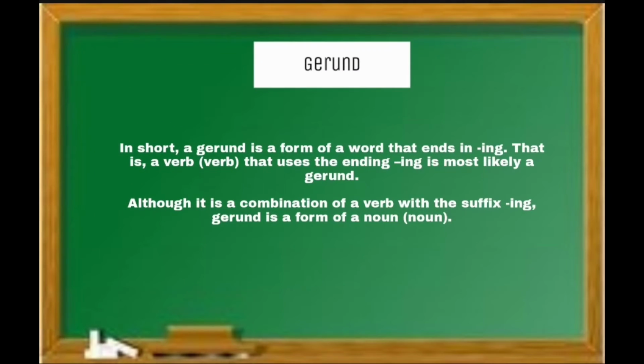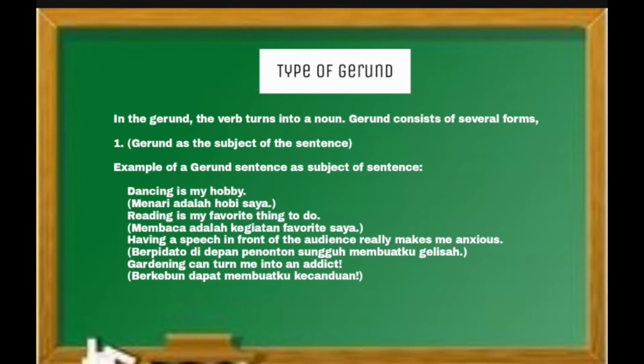Okay guys, the next, gerund. In short, a gerund is a form of a word that ends in ing. A verb that uses the ending ing is most likely a gerund. Although it is a combination of a verb with the suffix ing, a gerund is a form of a noun. Okay, the next, types of gerund. In the gerund, the verb turns into a noun. Gerund consists of several forms.